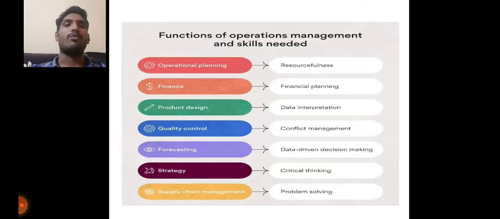The functions of operations management and the skills needed for them. For operational planning, the skill needed is resourcefulness. For finance, financial planning is needed. For product design, data interpretation is needed. For quality control, conflict management is needed. For forecasting, data-driven decision making is needed. For strategy, critical thinking is needed. For supply chain management, problem-solving skill is needed.